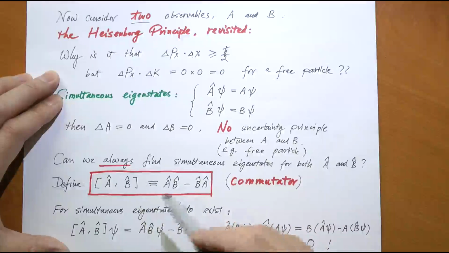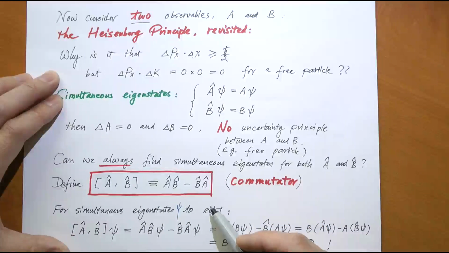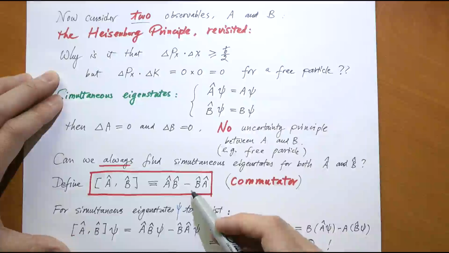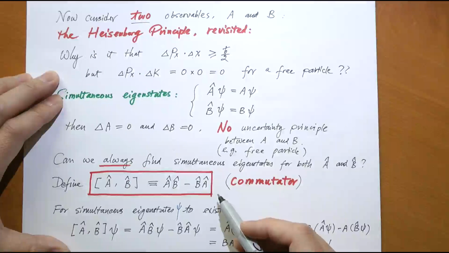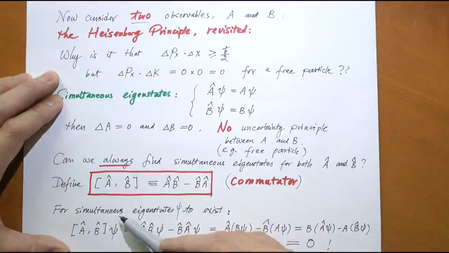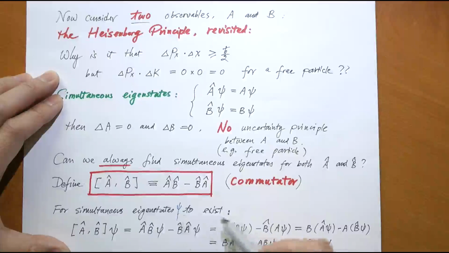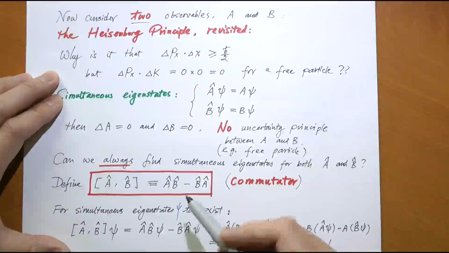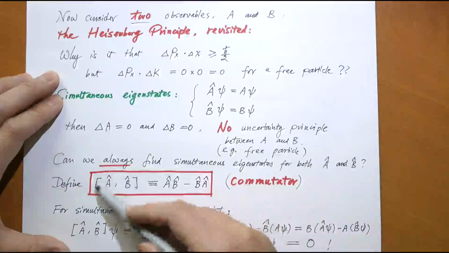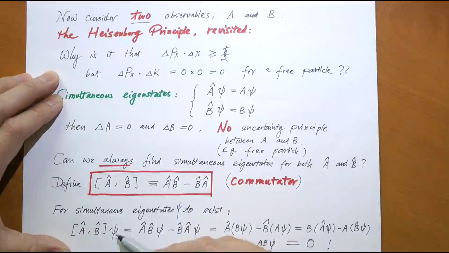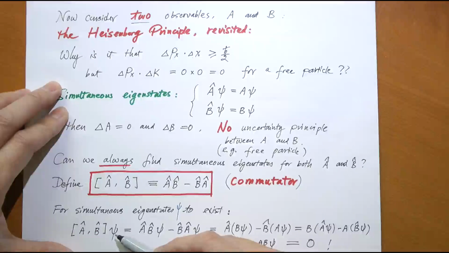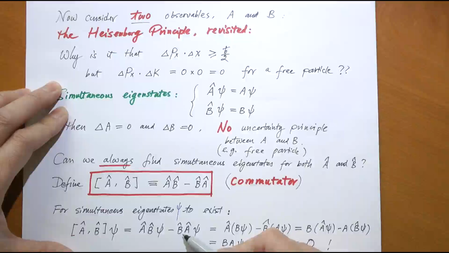Okay, so what is the condition for two operators A and B to have a simultaneous eigenstate? Well, let's see here. For a simultaneous eigenstate psi to exist, if there is such a simultaneous eigenstate, then let us put this commutator operating on this simultaneous eigenstate psi, and let's see what happens. Okay, by definition, this is AB minus BA times psi, so it's AB psi minus BA psi.